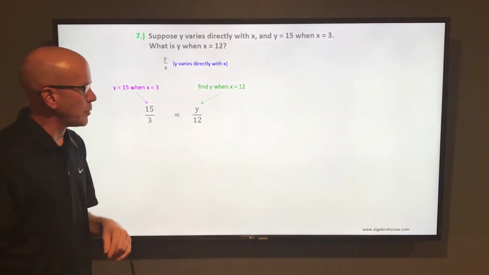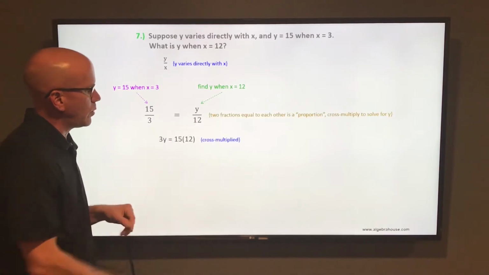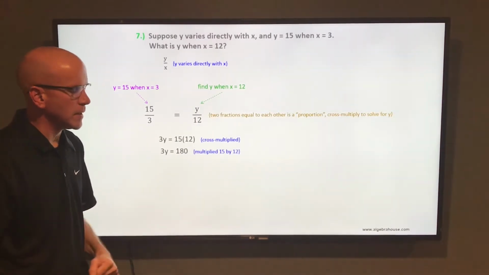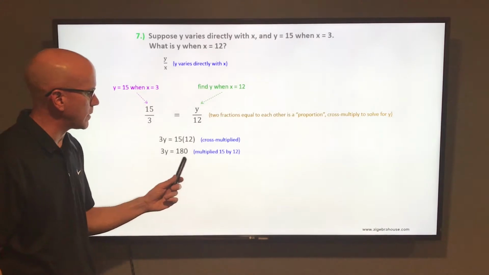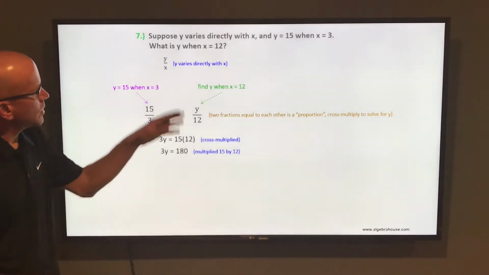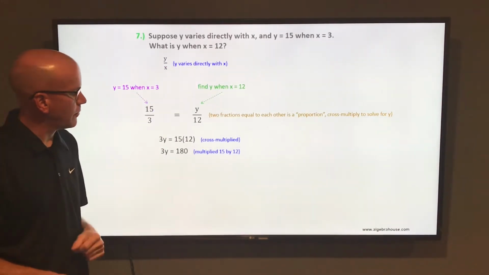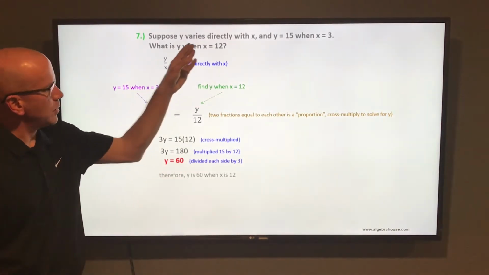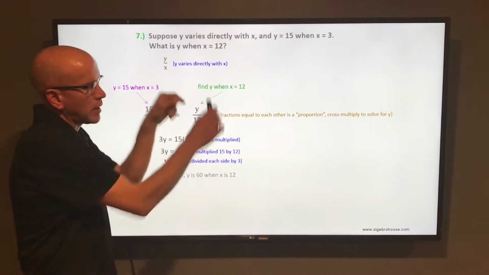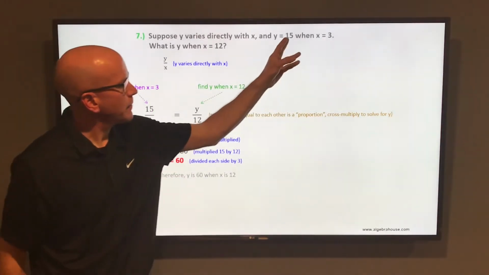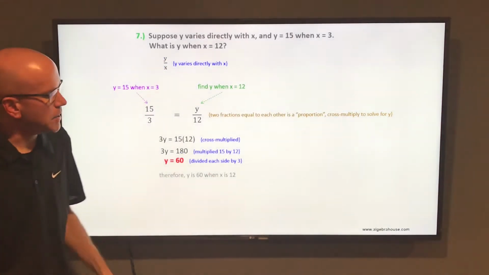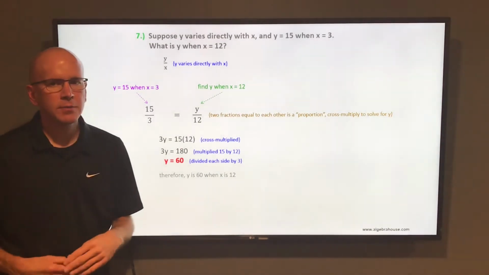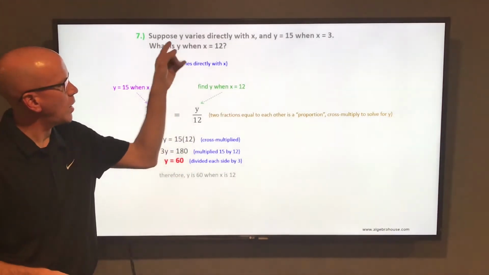Now we can cross multiply here. Take 3 times y, that is 3y, and then 15 times 12 going the other way, that is 180. So 3y equals 180. The question is, what is y when x is 12? Just divide each side by 3, y equals 60. So y is 60 when x is 12, because 60 divided by 12 is 5, and 15 divided by 3 is 5. Each time you divide y by x, it's going to be the same, because y varies directly with x.